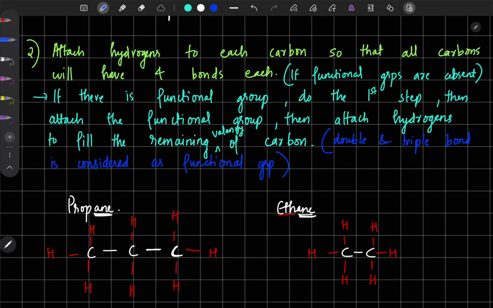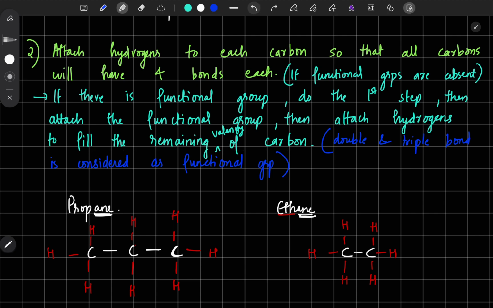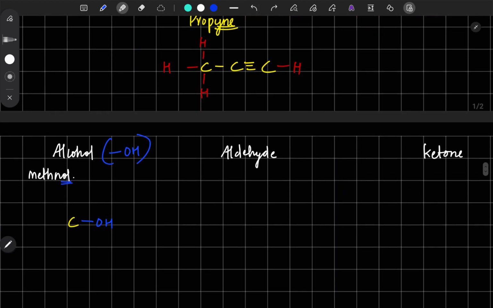Do the first step, then attach the functional group. Then look here. Then attach hydrogens to fill the remaining valency of carbon. Okay, so now attach hydrogens. How many hydrogens do you need? This carbon already has 1 bond. You draw 3 more hydrogens. You got the structure.